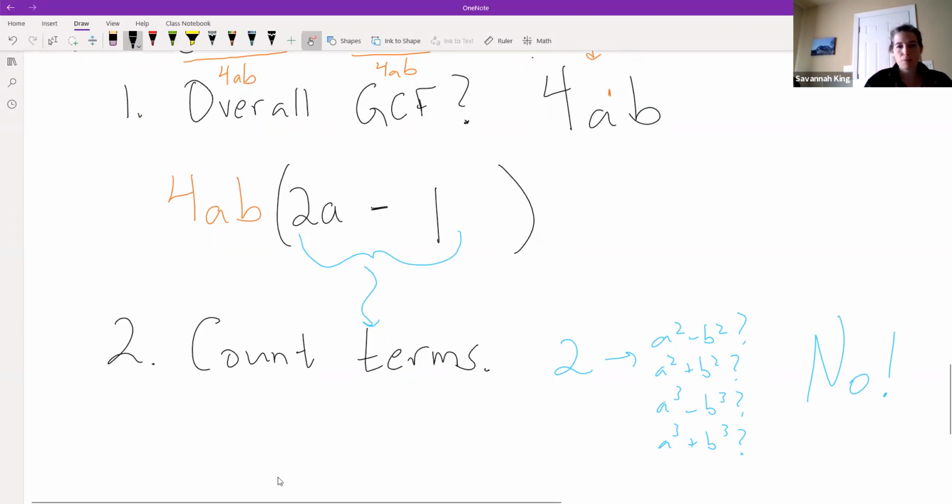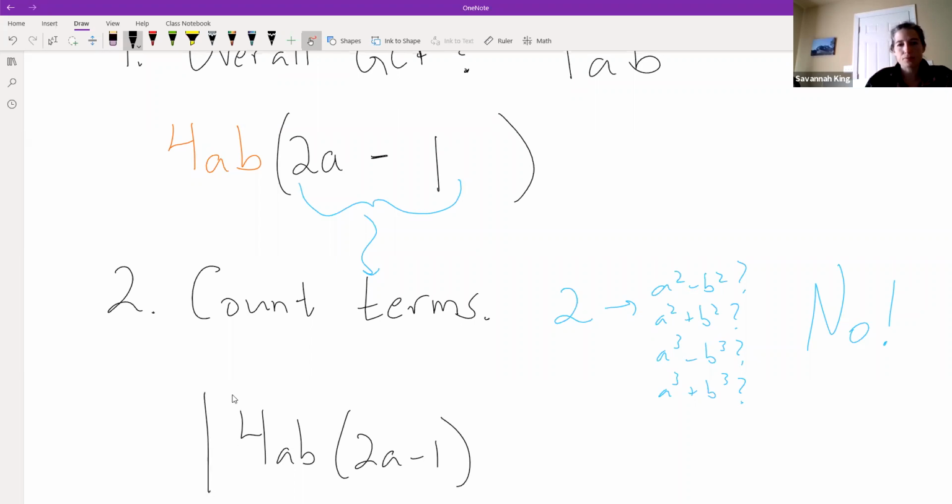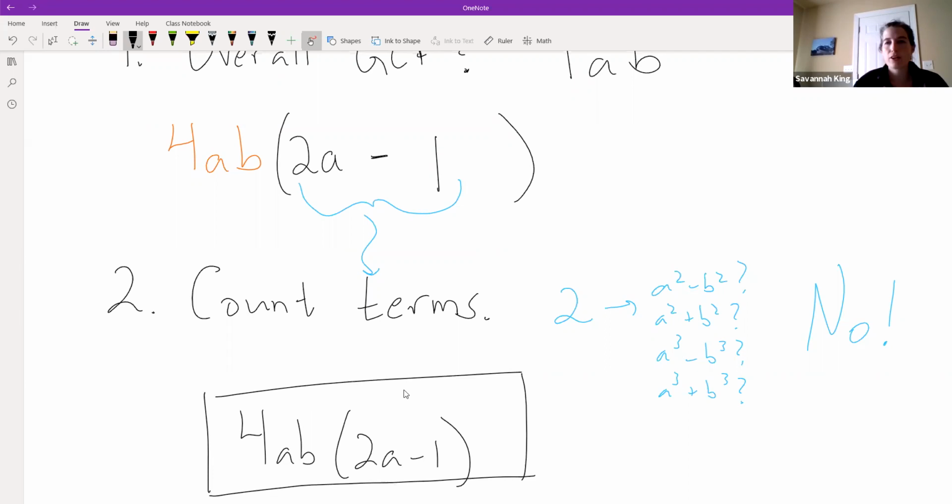This is one of those problems where once you have pulled out, divided out the overall GCF, your work is done. Okay, so that's an example of best case scenario with factoring. That's as good as it gets. You didn't have to apply multiple rules within the same problem.